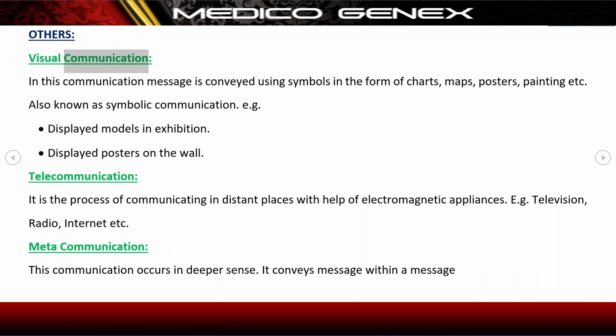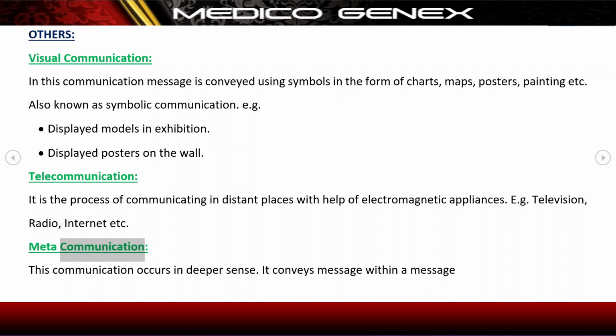Others. Visual communication. In this communication, the message is conveyed using symbols in the form of charts, maps, posters, paintings, etc. Also known as symbolic communication, e.g. displayed models in exhibition, displayed posters on the wall. Telecommunication. It is the process of communicating in distant places with the help of electromagnetic appliances, e.g. television, radio, internet, etc.